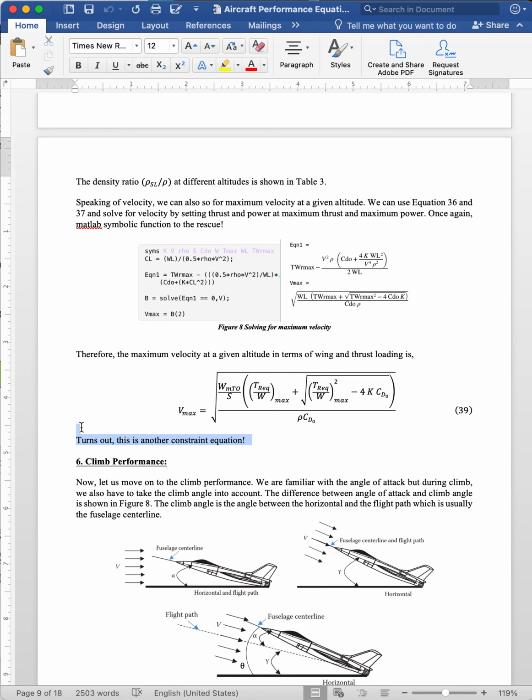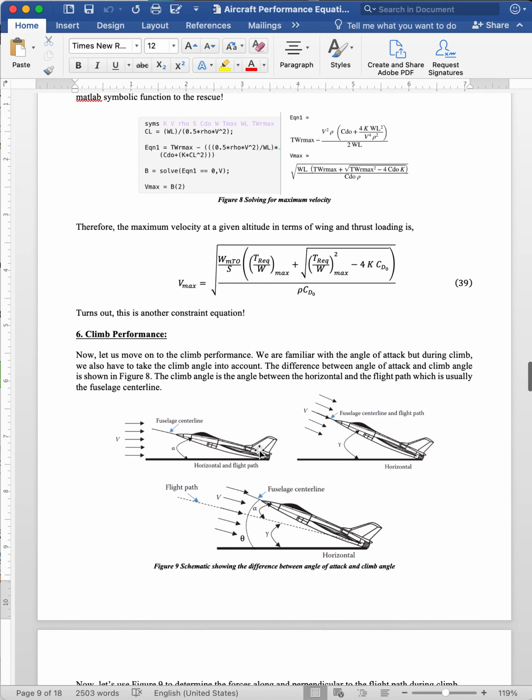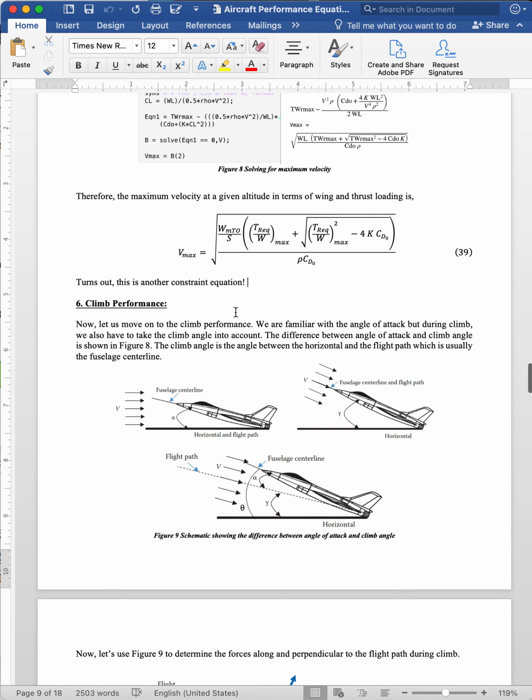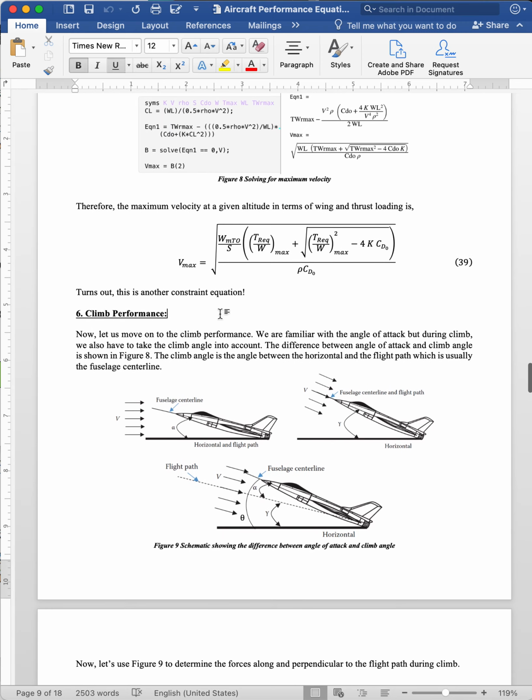Again, this is another constraint equation. We will see constraint equations and all that later, but this just goes to show how important the aircraft performance is before you start designing the airplane, right? So once you're done with the cruise conditions, then you move on to climb performance, right?